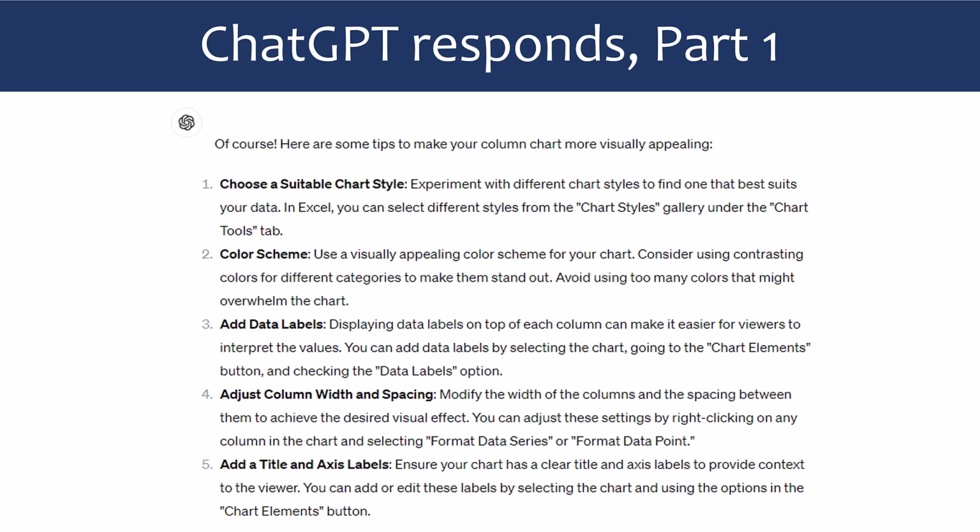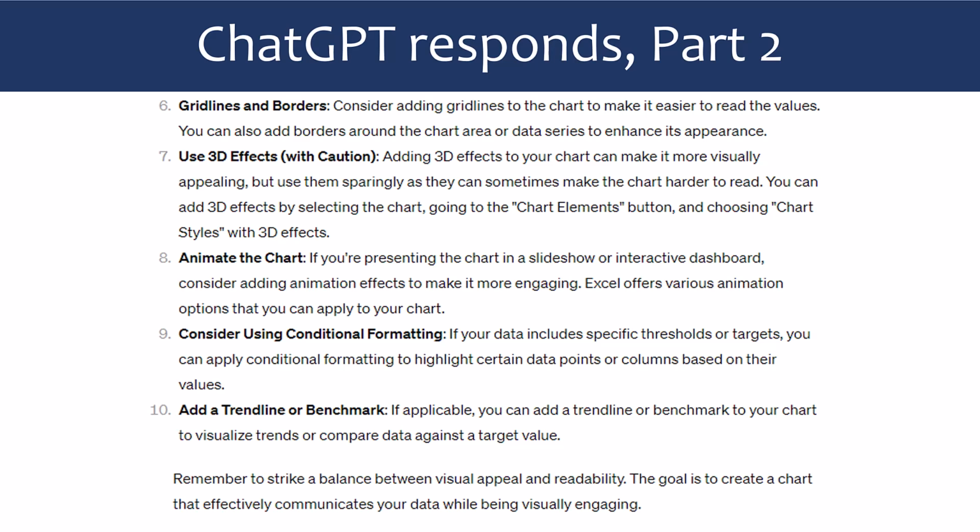Here are 5 suggestions, including choosing a suitable chart style, color scheme, adding data labels, adjusting column width, and adding a title and axis labels. Here are 5 more suggestions: using grid lines and borders, using 3D effects, animating the chart, conditional formatting, and adding a trend line or benchmark.